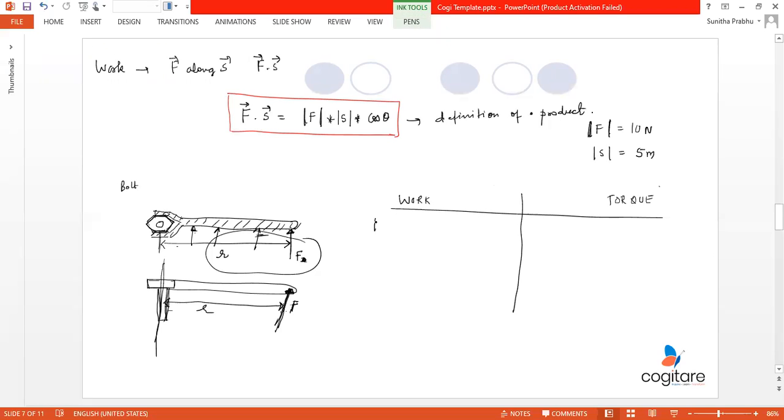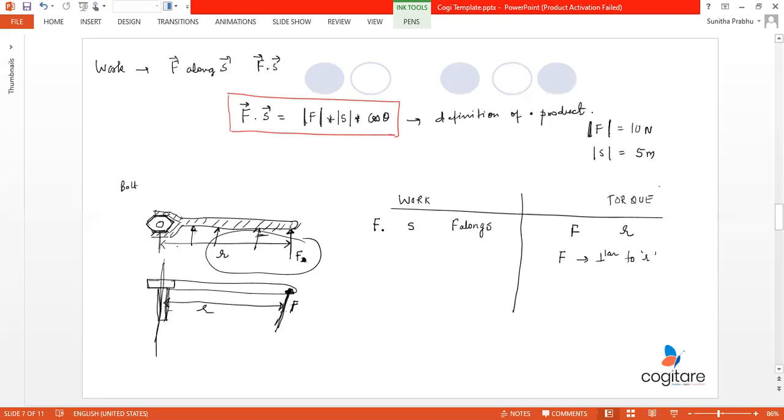You have one force, you have one length or displacement. Here also you have force, here you have displacement. You don't call it S, you call it R. The nature of work is such that you want F along S. The nature of torque is such that you need F, complete the sentence, perpendicular to R. Beautiful. Perpendicular to R.